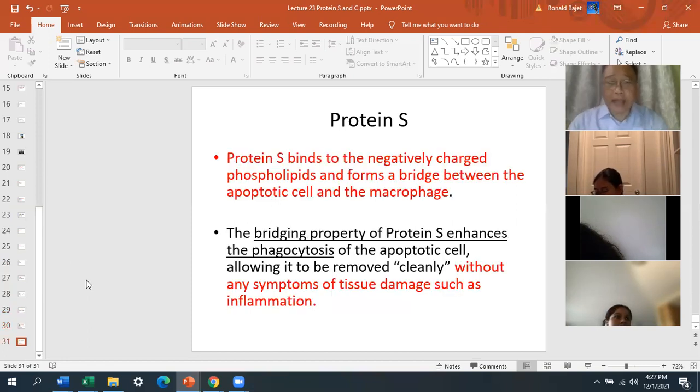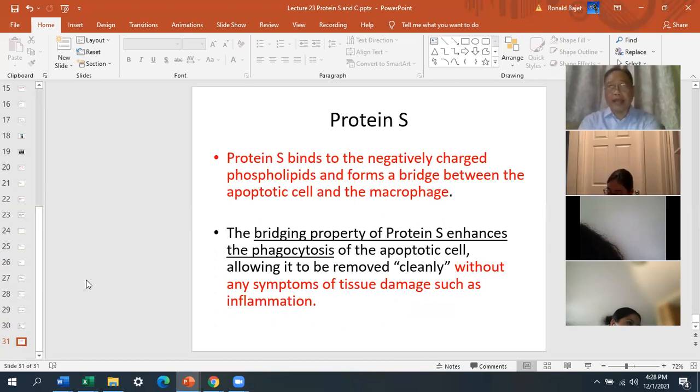And what protein S does, it will bind to the negatively charged phospholipids that have leaked out of these apoptotic cells. And the protein S will form a bridge between the apoptotic cell and the macrophage. Okay, and the bridging property of this protein S will enhance phagocytosis of the apoptotic cell, allowing it to be removed cleanly without any symptoms of tissue damage, such as inflammation.